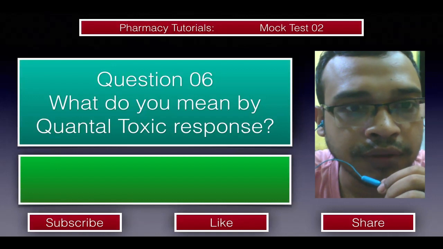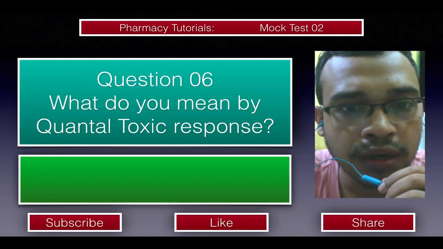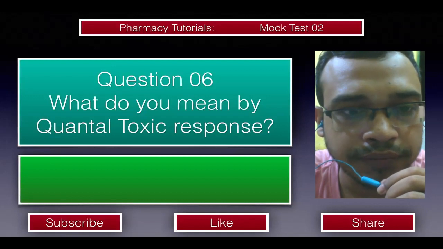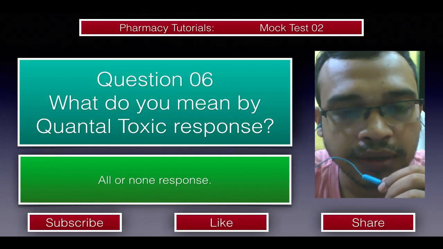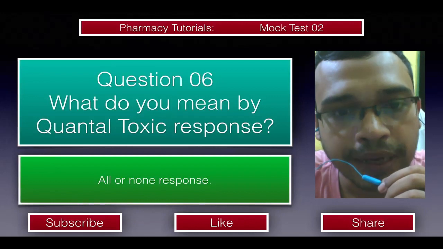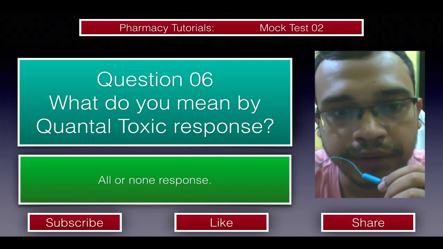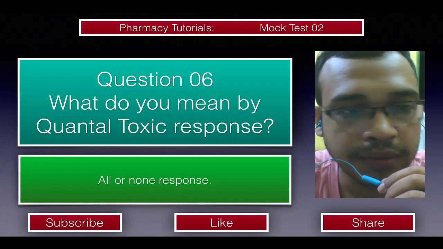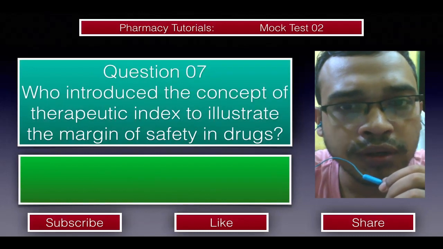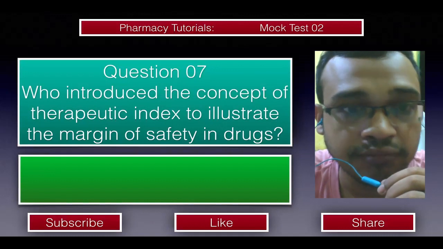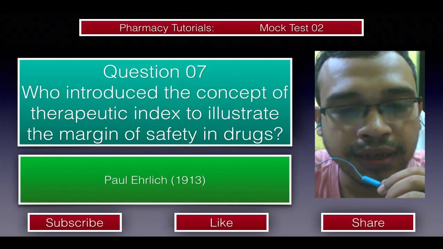Next question: what do you mean by quantal toxic response? So any quantal response means all or none response. That is, either the toxic response will be manifested or it will not be manifested. So that is what is meant by quantal toxic response. Next question: who introduced the concept of therapeutic index to illustrate the margin of safety in drugs? Paul Ehrlich in 1913.